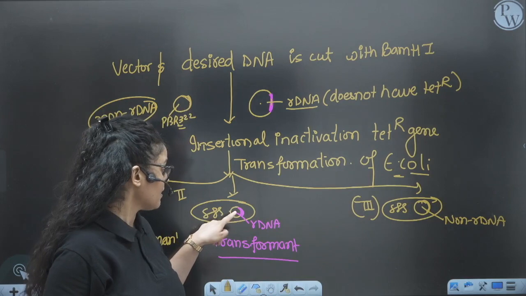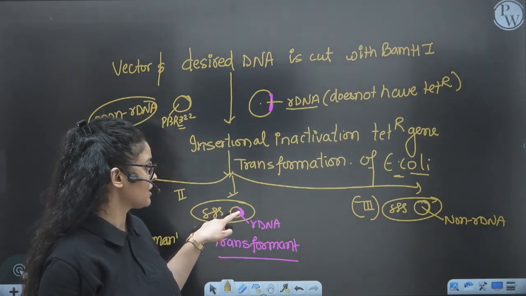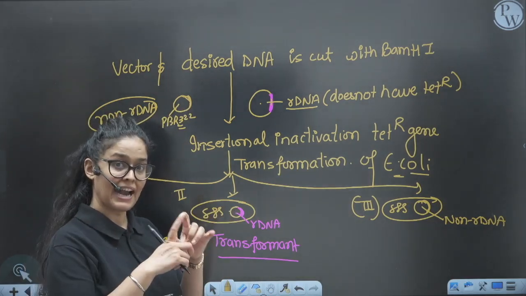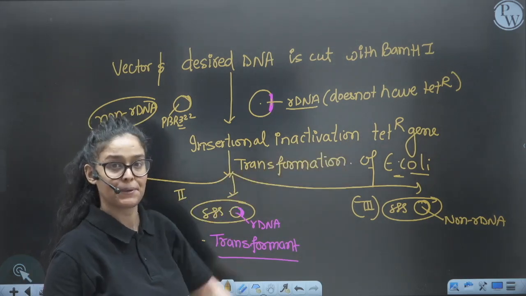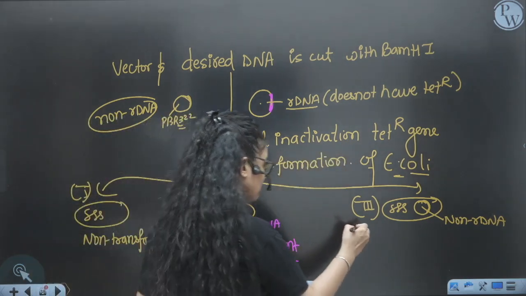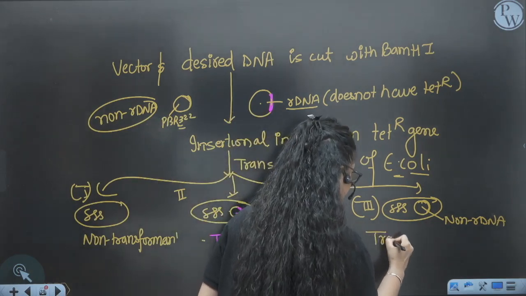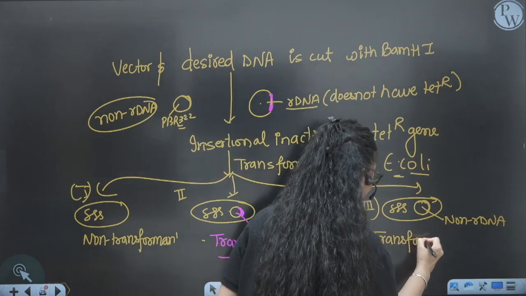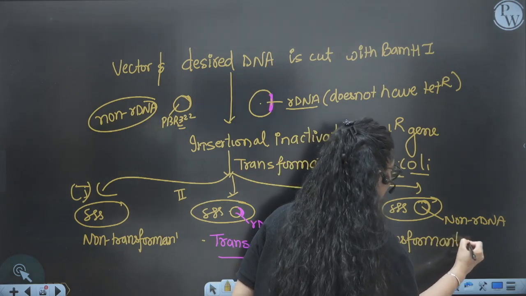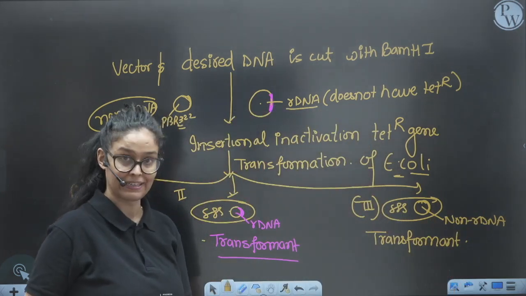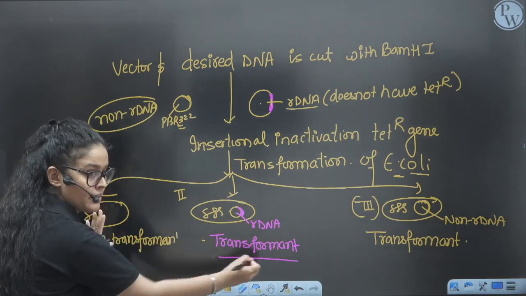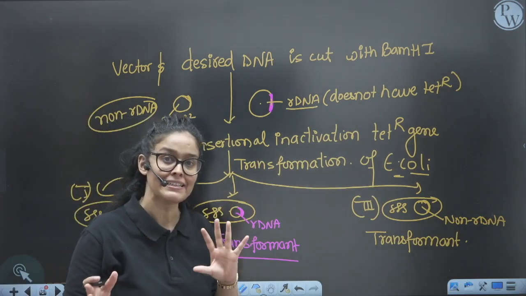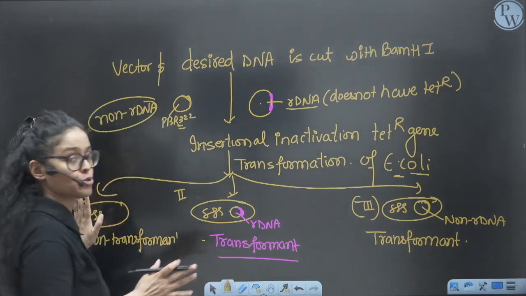But in the second condition, in which our gene of interest is inserted at the BamHI site, tetracycline resistance got inactivated here. So that means it's also a transformant. Transformant means this bacteria has the plasmid but not our recombinant DNA. So we don't want this and this. We want the second condition. So how do we select the second condition from these two?